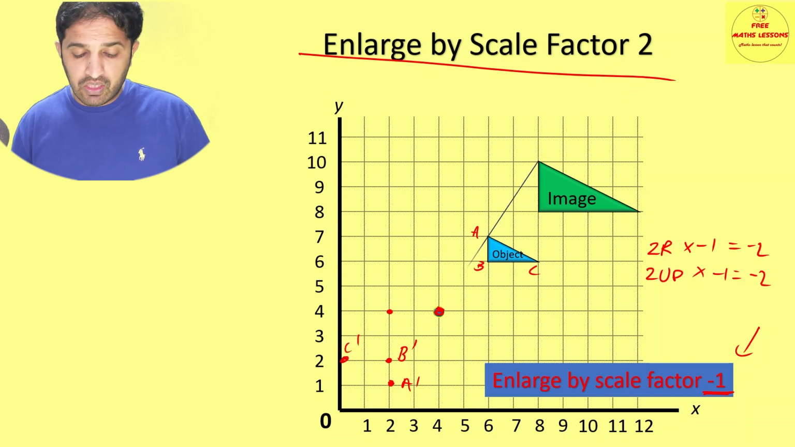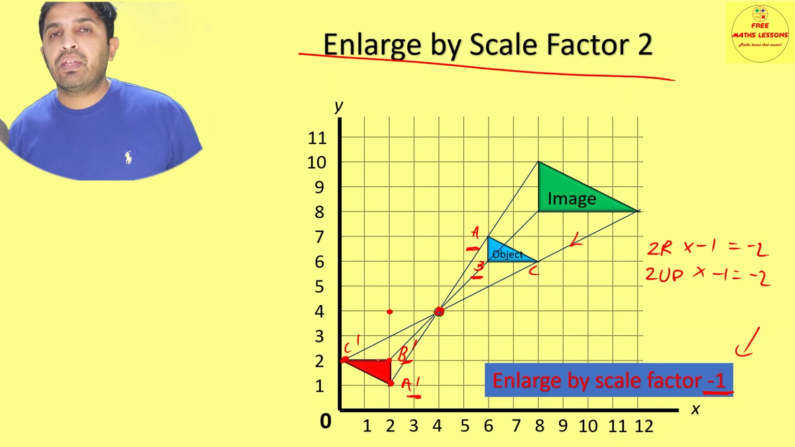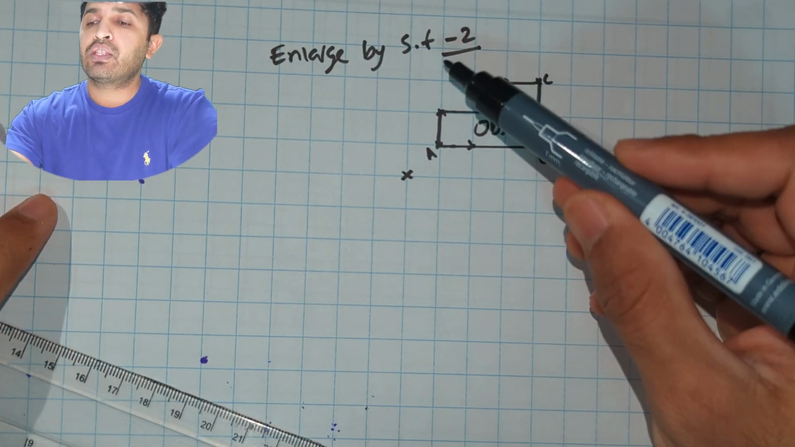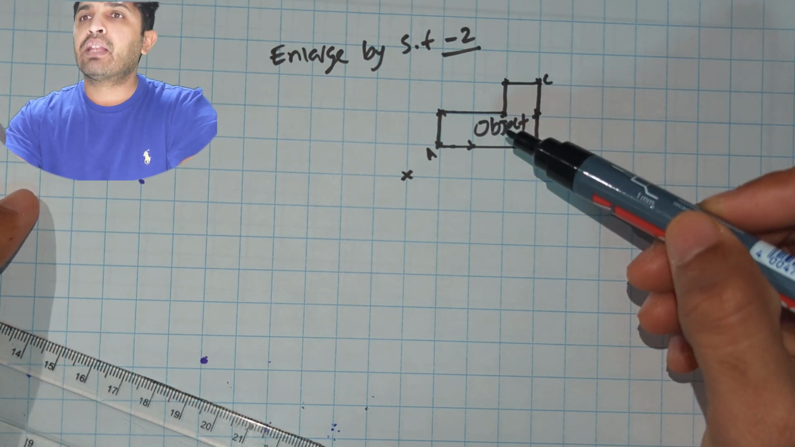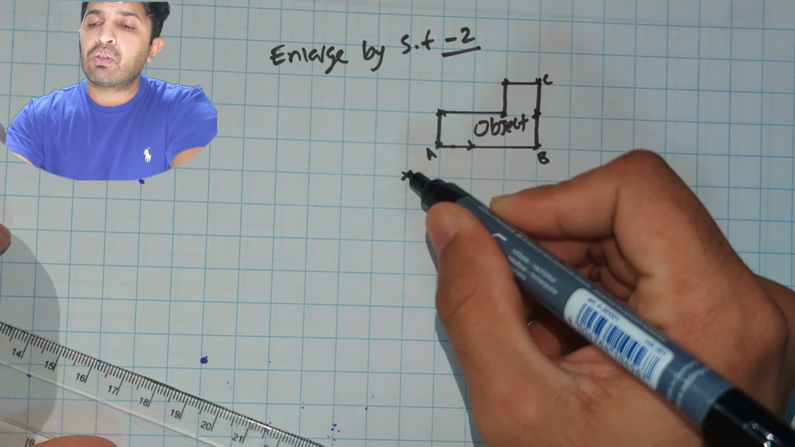So when you draw that shape, this is what it looks like. C and C prime are in the same straight line going through the center. B and B prime are in the same straight line going through the center, and A and A prime are in the same straight line going through the center. So this is our scale factor -1. Now we're enlarging this shape here by scale factor -2. So exactly the same thing. Here we've got the center.